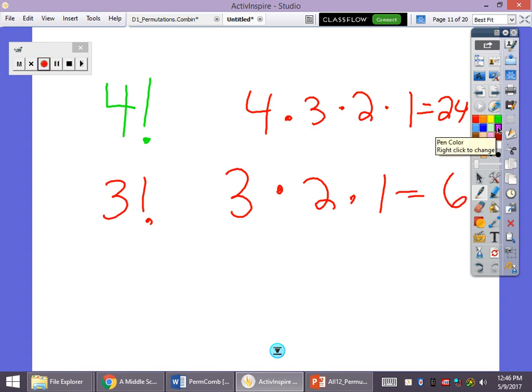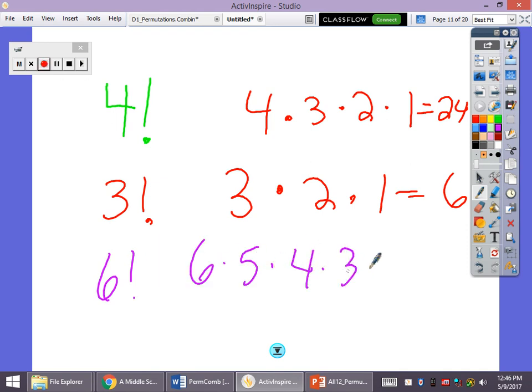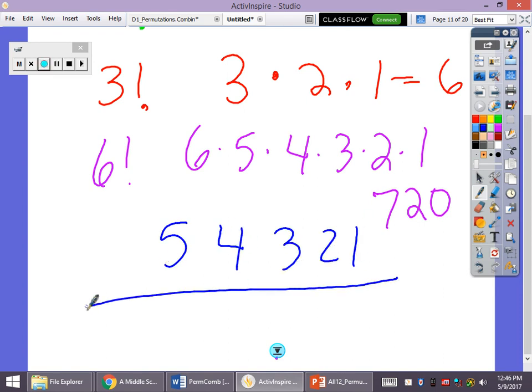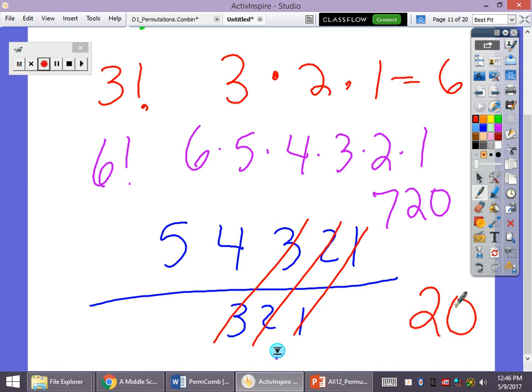Okay, the next one is 6 factorial. 6 times 5 times 4 times 3 times 2 times 1, which is 30 times 24, which is 720. Last one. Now, I personally write out the last one before I do the work. So what is 5 factorial? 5, 4, 3, 2, 1. And underneath I should have 3, 2, 1. Now watch what I do. If it's in the numerator and the denominator, it cancels. So I'm left with 5 times 4, which is 20. And that's where we're going to stop the lesson today.